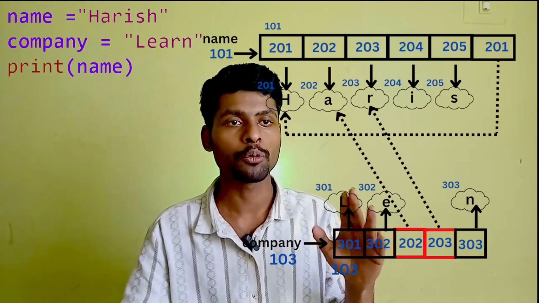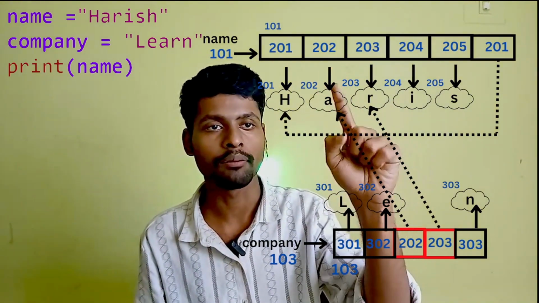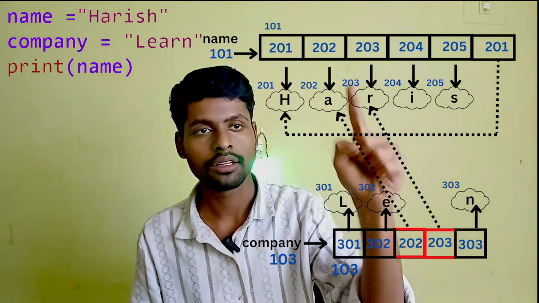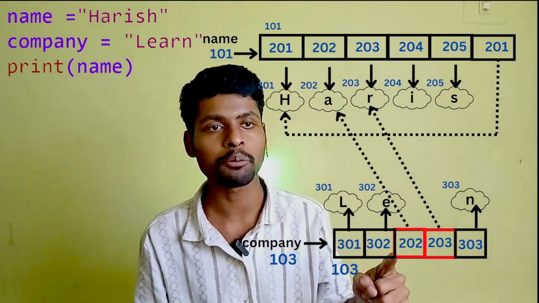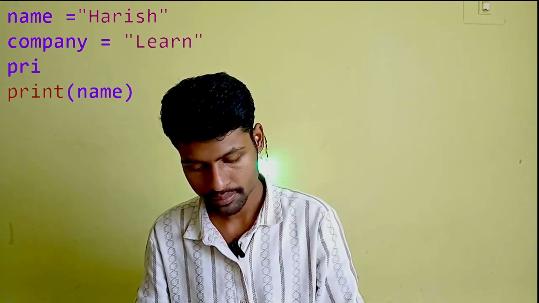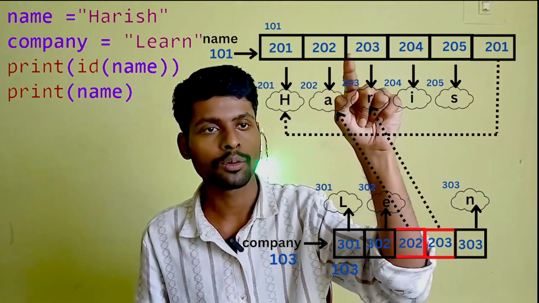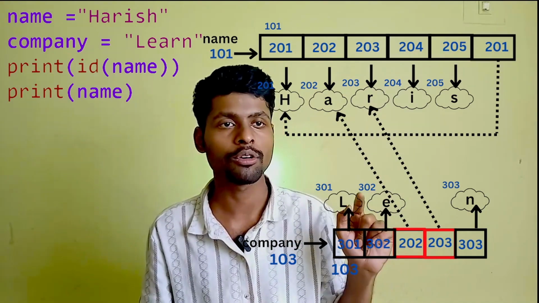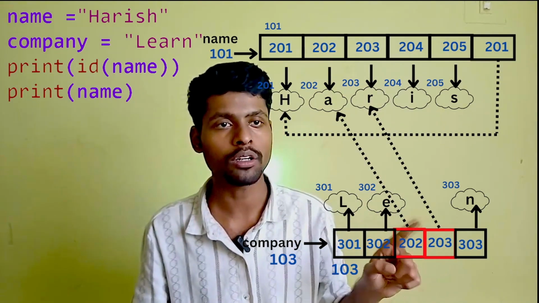What I'm going to do is print the address of the A character in the name variable, and also print the address of the A character in the company variable. Let's write the code. First, what is the index value of the A character in the name variable? The index value is 0, 1, so 1. And what is the index value of the A character in the company variable? 0, 1, 2, so 2. Let's print the address of the A character from both variables.